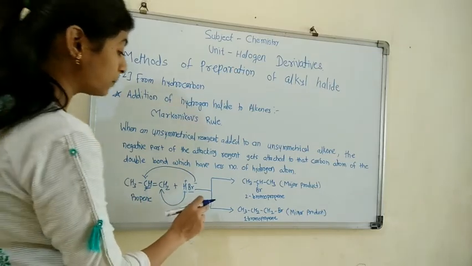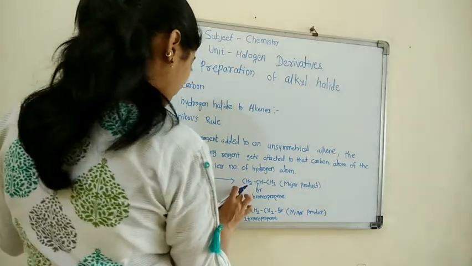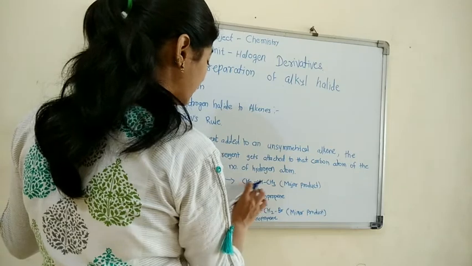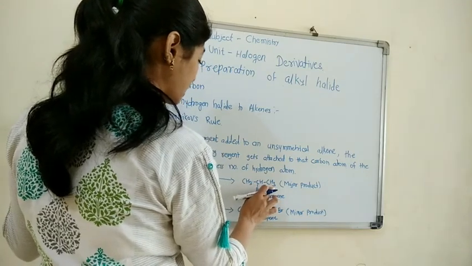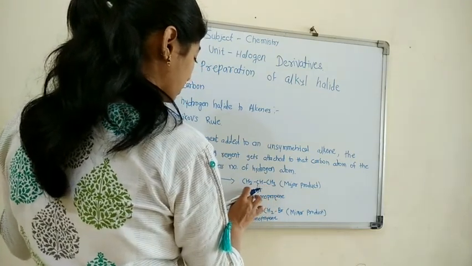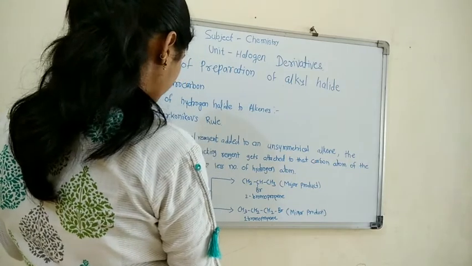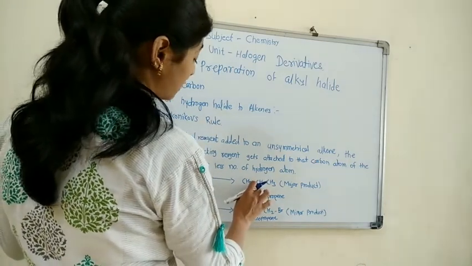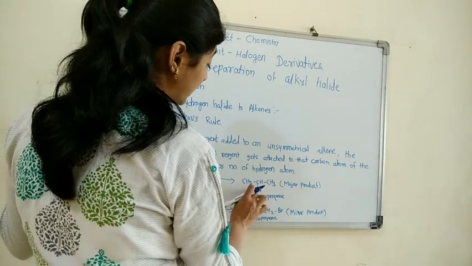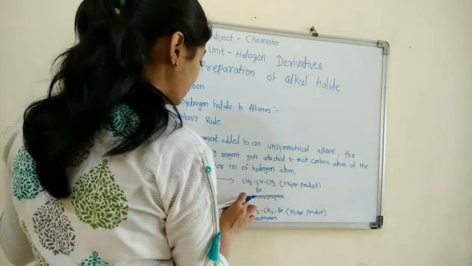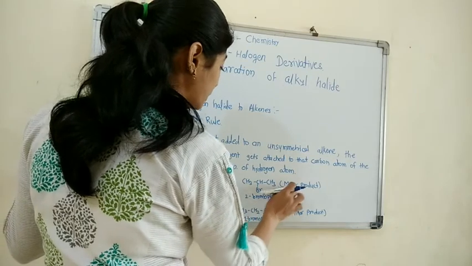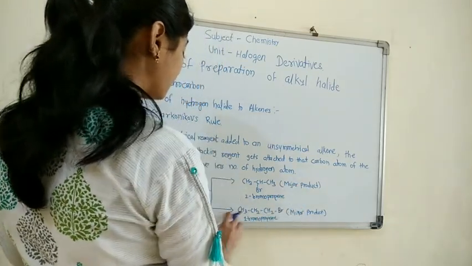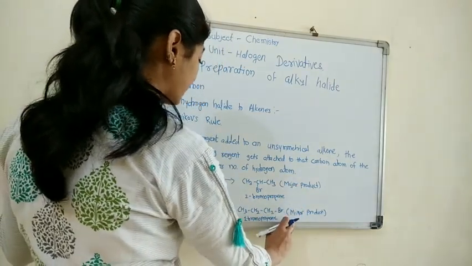So what will be the product? The product is 2-bromopropane. Here the three carbon chain compound is propene, so bromine is attached to that carbon atom which bears fewer hydrogen atoms. So bromine gets added here. What will be the product? 2-bromopropane is our major product and 1-bromopropane is the minor product.